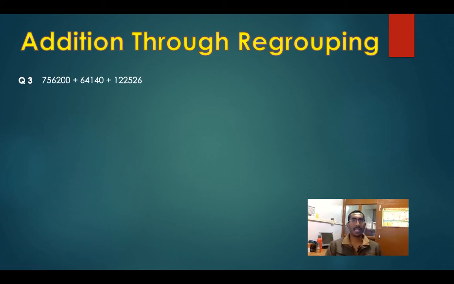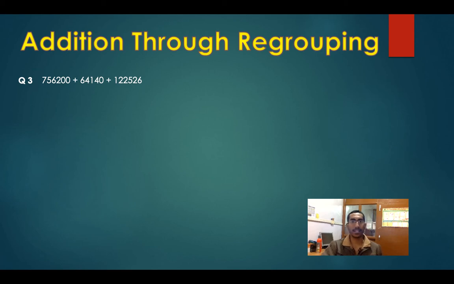This question states 7,56,200 plus 64,140 and it states 1,22,526. As we can see that all three numbers are not exactly in the same place values. So we're going to rearrange them in the place value table and I want you to quickly pause the video here and start filling it on your own.